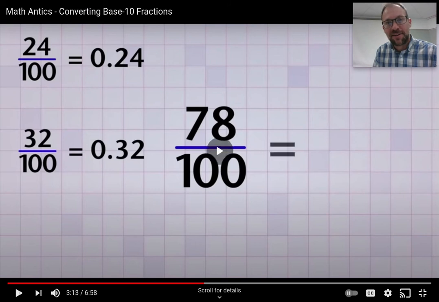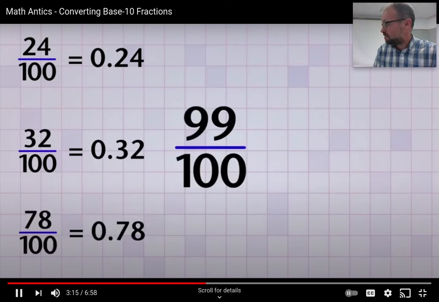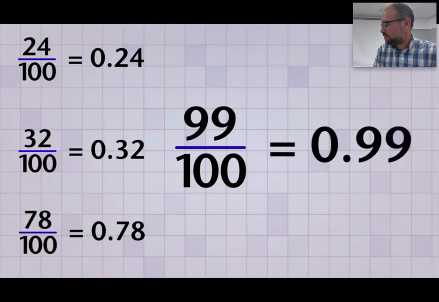Let's see if you're correct. It would be 0.78. And 99 over 100 would be 0.99. Now, what do you think will happen if we convert the fraction 100 over 100 into a decimal? Go ahead, answer that question right now.